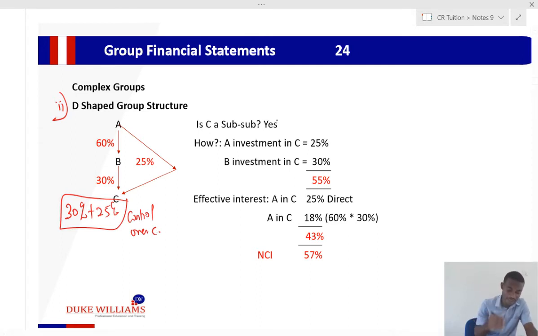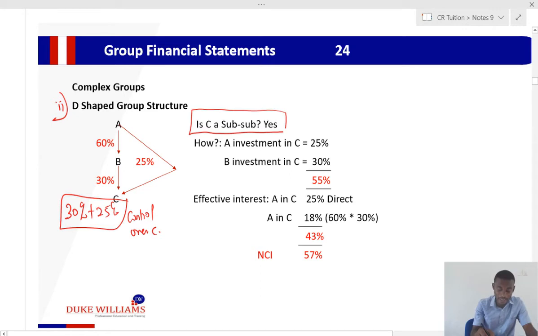So what we say is, is entity C a subsidiary of A? The answer is yes. How? Because entity A itself has an investment of 25%, then entity B has 30%. The two together indicate control. So therefore, entity C is a subsidiary of A. But what is the actual effective interest of A in C? We have to take entity A's own interest, which is 25%. Please pay attention. Then we measure what we call effective interest.